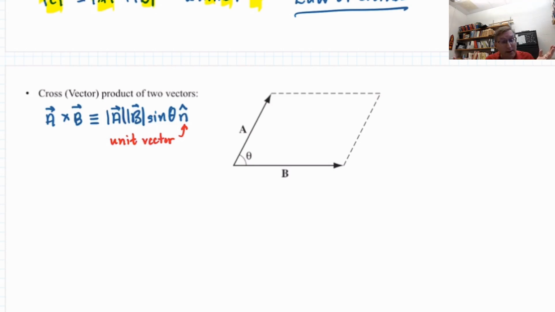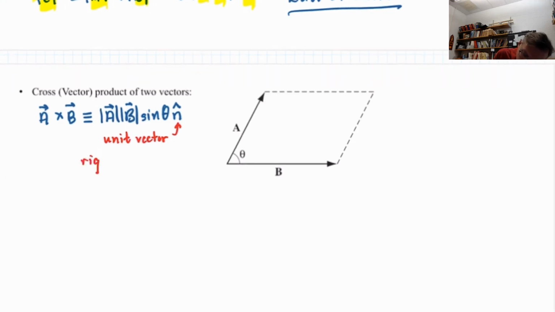That's an ambiguity. So which do we use? We all agree to use the following rule. It's called the right hand rule, which I know you remember. And the way the right hand rule works is you take the fingers of your right hand with your thumb extended as if you were hitchhiking.